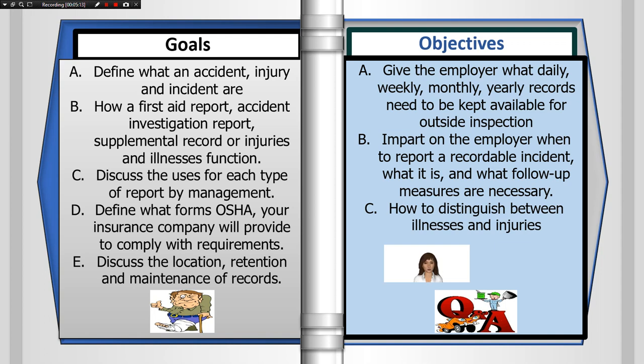Objectives. Give the employer what daily, weekly, monthly, yearly records need to be kept available for outside inspection. Impart on the employer when to report a recordable incident, what it is, and what follow-up measures are necessary. How to distinguish between illnesses and injuries.